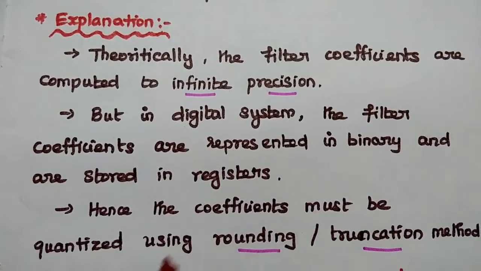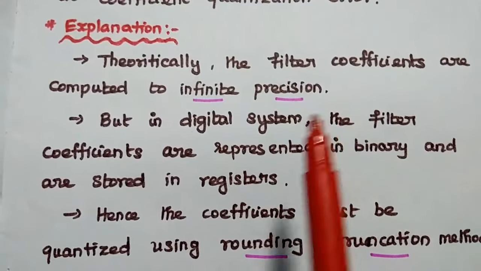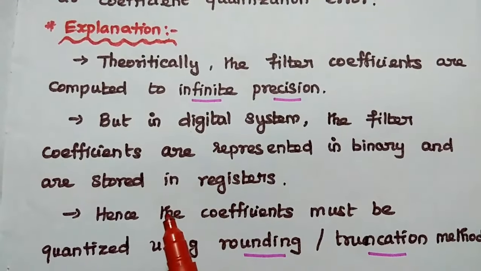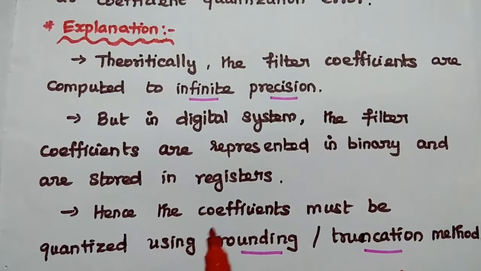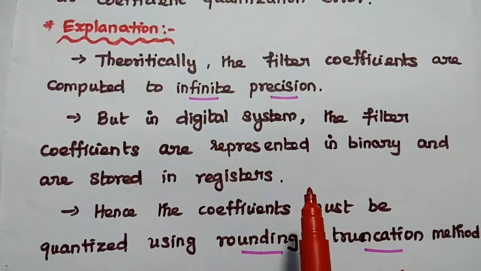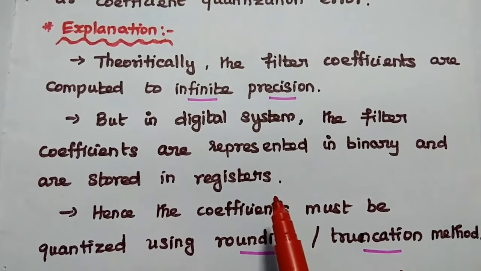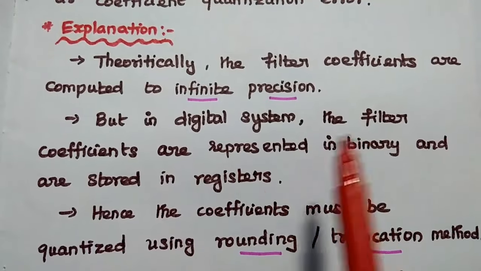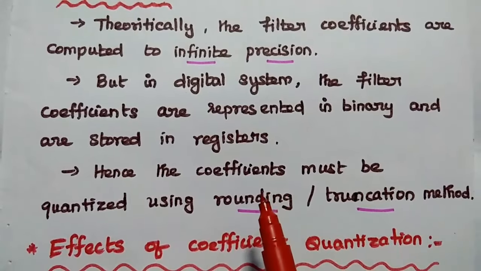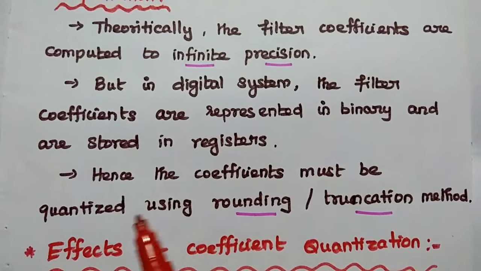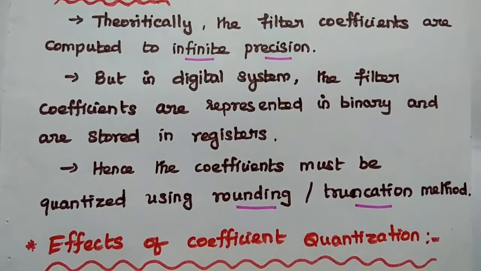Theoretically, the filter coefficients are computed to infinite precision values, but in a digital system, the filter coefficients are represented in terms of binary and are stored in fixed size registers. So here the register has some fixed size, so we have to represent the filter coefficients in terms of binary with a fixed number of bits. So here we are going to quantize the coefficients using the rounding or truncation method.